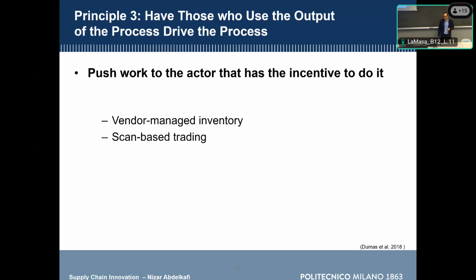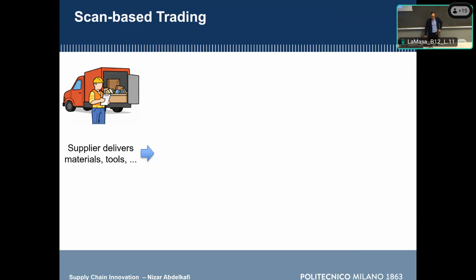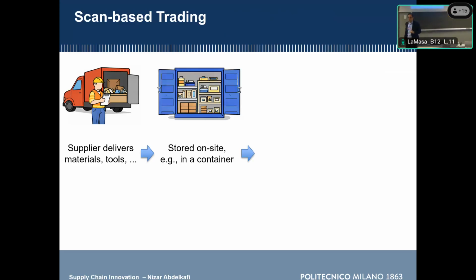And then scan-based trading. What is scan-based trading? It works, by the way, in construction companies very well. For example, here we have a supplier that delivers materials and tools and equipment to a construction site. Then we have on the construction site a container with all of the components, the materials, and the equipment that are delivered by that supplier. So who has the incentive to make the components and materials available for the construction company? It is the supplier, right?